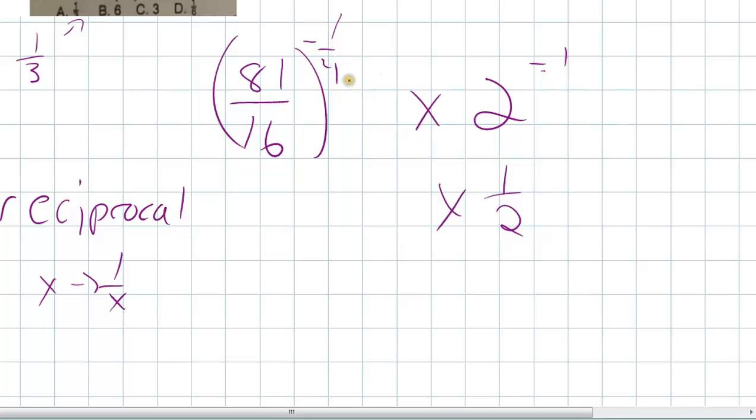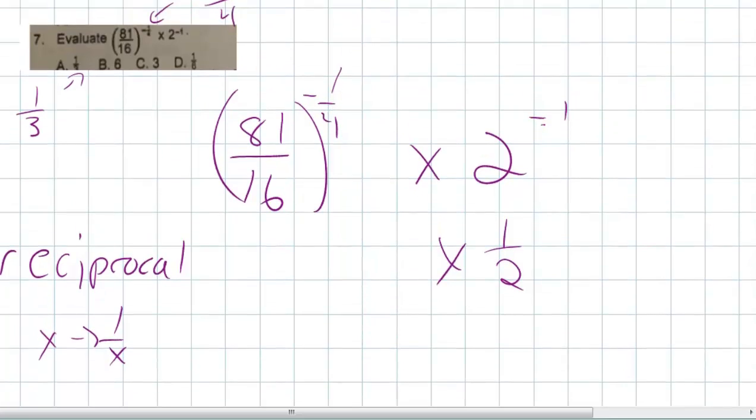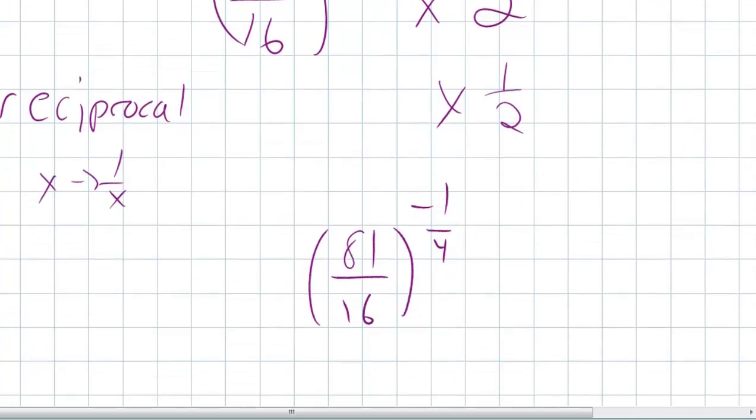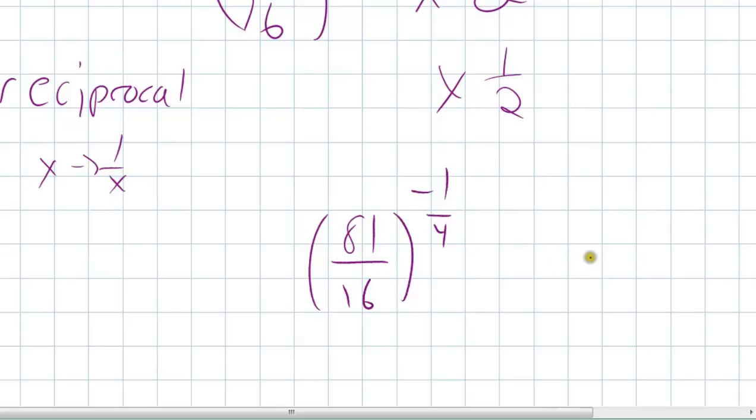But what about this part over here? Let's just focus on 81 over 16. Okay, 81 over 16 to the negative 1/4 power. You can do this either way. You can start by taking the 4th root, which is what the fraction means, or you can start by flipping the number, or taking its reciprocal, I mean.